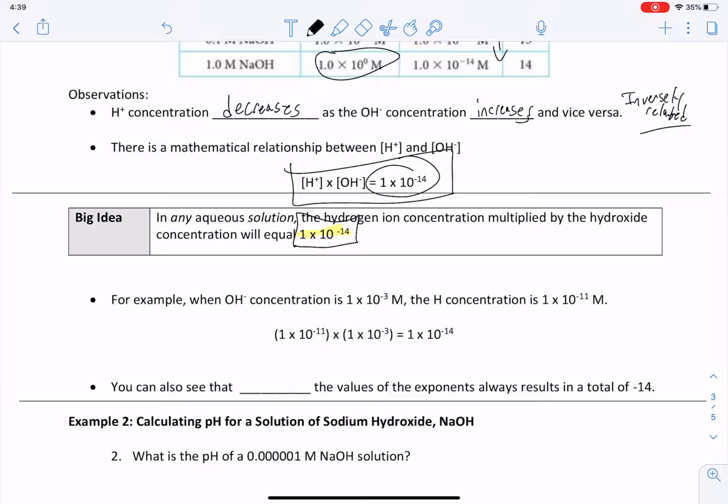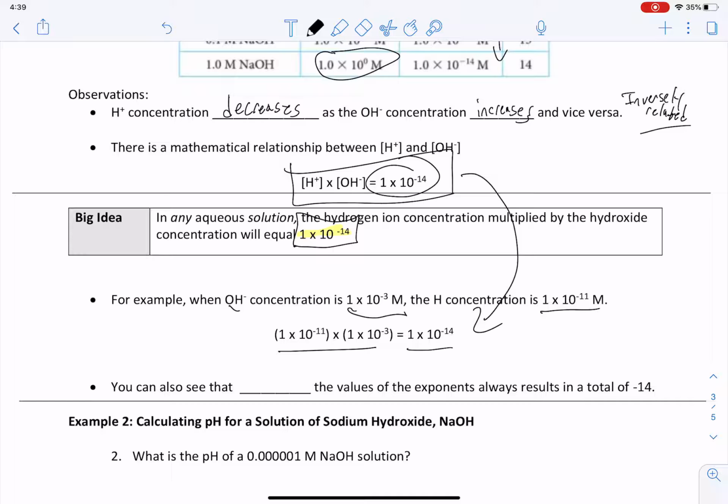Okay, so if we continue with this, a few examples. When hydroxide concentration is 1 times 10 to the negative 3, the hydrogen concentration is 1 times 10 to the negative 11. So if we multiply these two together like we do here, we get 1 times 10 to the negative 14, which our equation said we would get.